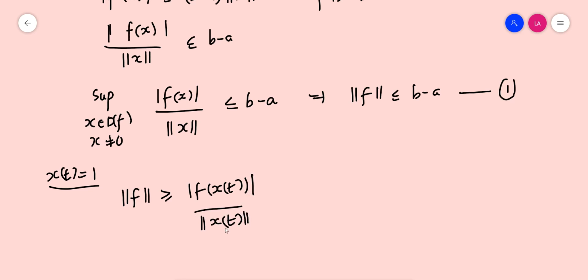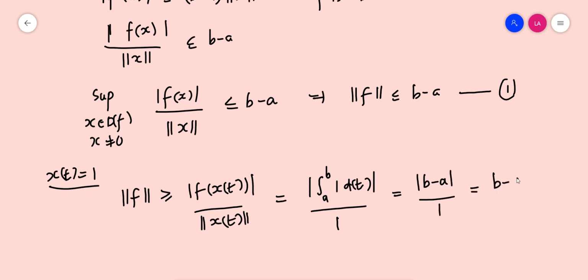Okay. Now x of t is 1. So norm f of x of t is actually 1. So modulus of f of x of t should be equal to modulus of integral a to b 1 dt by 1. Since we have chosen a particular case of x of t equal to 1, this should be equal to modulus of b minus a by 1. Modulus of b minus a is actually b minus a.